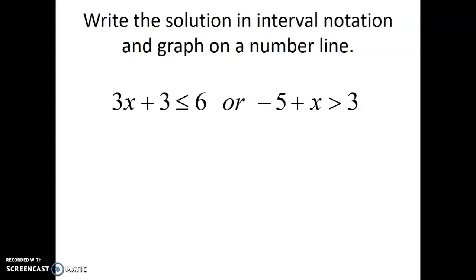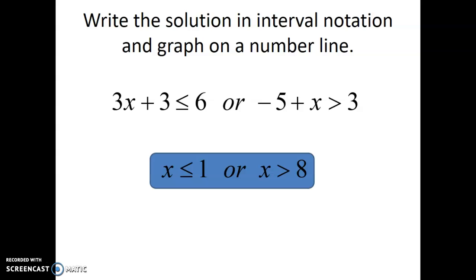First thing I want you to do is try to solve these. So you might want to pause the video, solve both these inequalities first, then start the video back up. All right, so here we go. If you solve both the inequalities, you get x is less than or equal to 1, or x is greater than 8. So let's take a moment real quick and talk about the "and" and the "or".